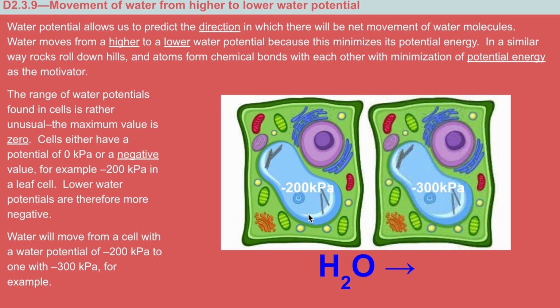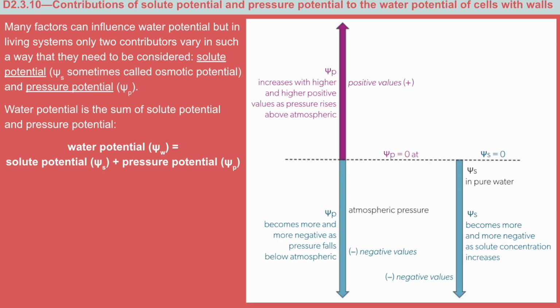And so we're going to see the range of water potentials, it's always going to be either 0 or a negative value. And so if you were asked here, which way would water go? We know that water is always going to go to a more negative value. So water would move, in this case, from left to right because of negative values, right? Negative 300 is lower than negative 200.